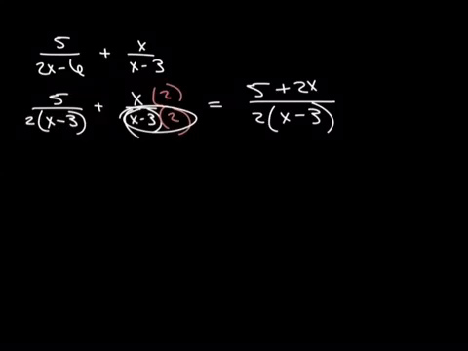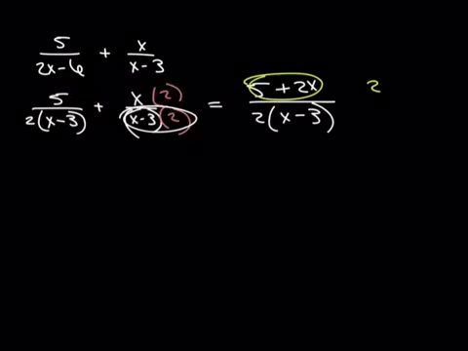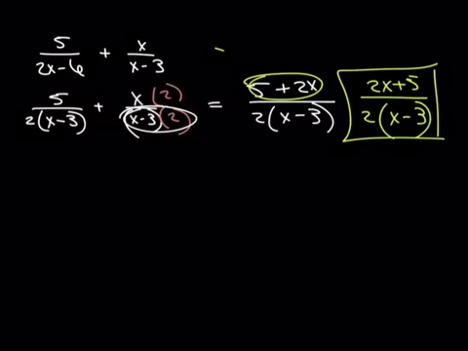And we are done, unless of course we want to switch these around to make it 2x plus 5, because usually if you have a variable and just a number there, a constant, you put the variable first. So this is what you end up with. This is not wrong, it's just this is more correct.